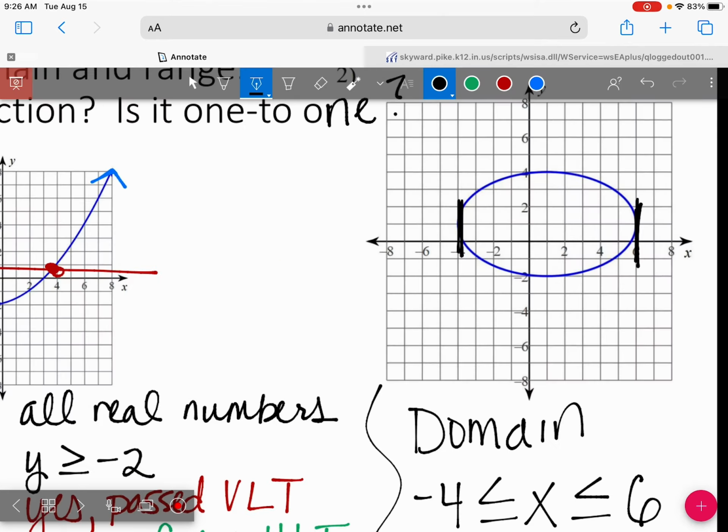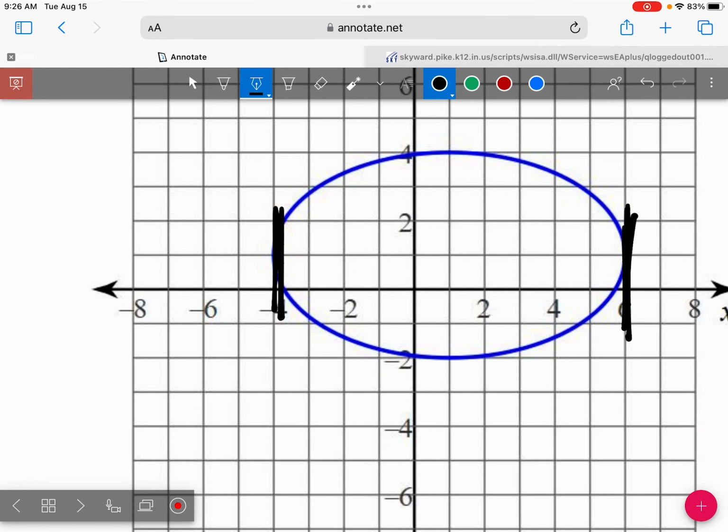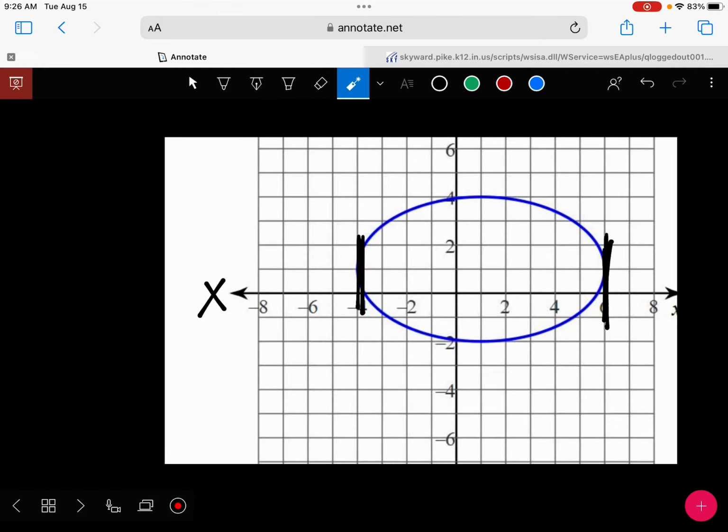And I'll zoom back out in a second. I just want you all to see this circle. That's how I'm determining the domain. I'm looking at the x-axis because this is the x-axis. It goes from -4 to +6. So that would be my domain.